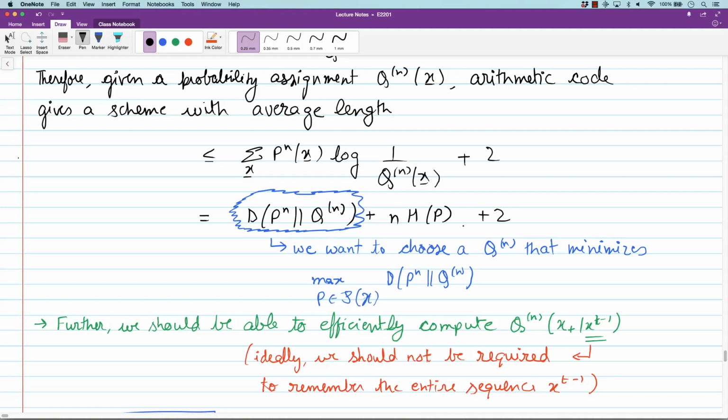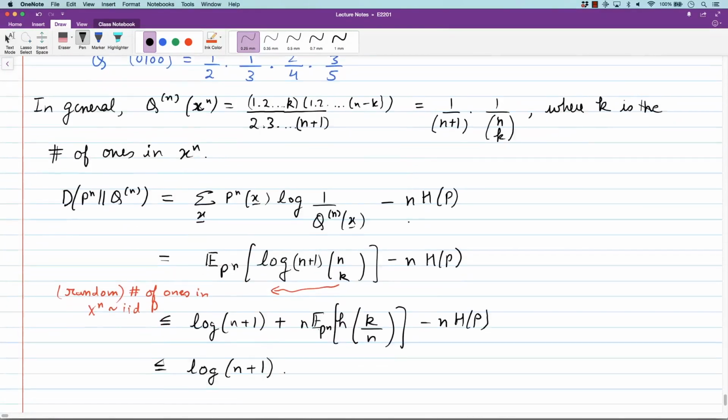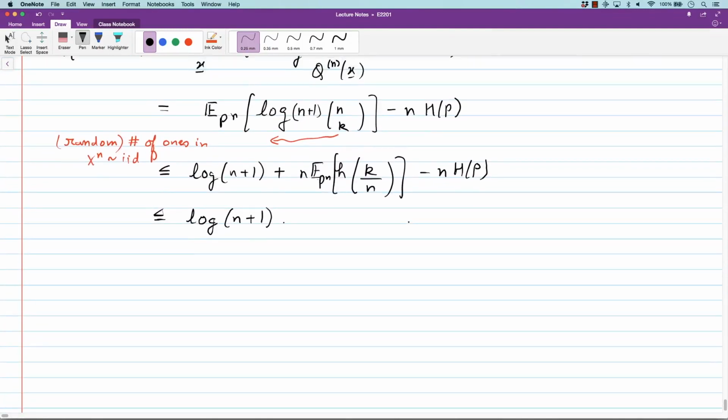Forget about this plus 2. We are happy to ignore this extra 2 bits for n very large, let's say 50, 60 or even larger. And this guy here is just log n. So we get the same performance as the type-based scheme. In fact, if you remember, I said that the performance analysis of the type-based scheme can be improved by a factor of half. So you can have half log n plus 1 if you do a more careful analysis. Similarly, here, if instead of add 1, we use the add half estimator, that's the best one you get, then you get half log n plus 1, which is optimal. So the add half estimator is optimal.